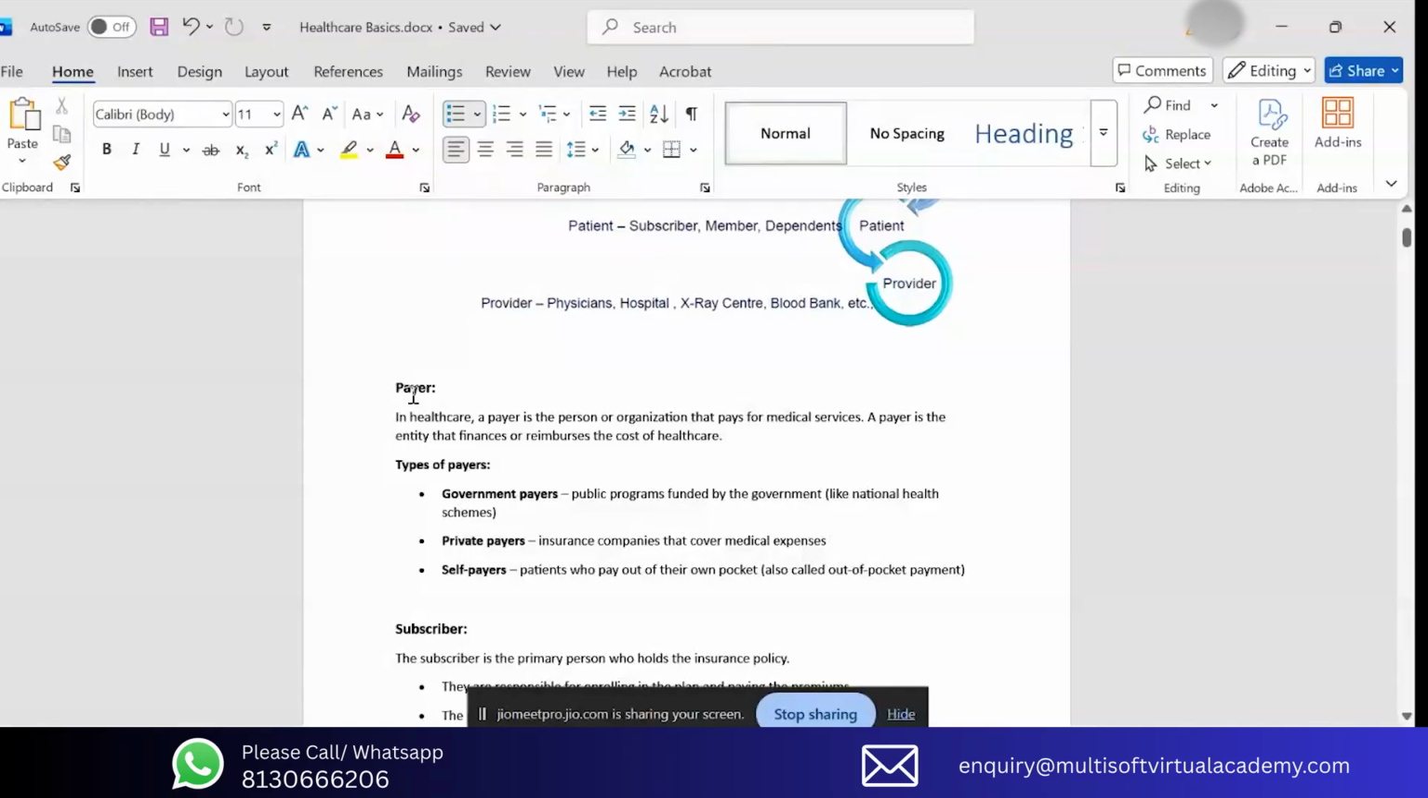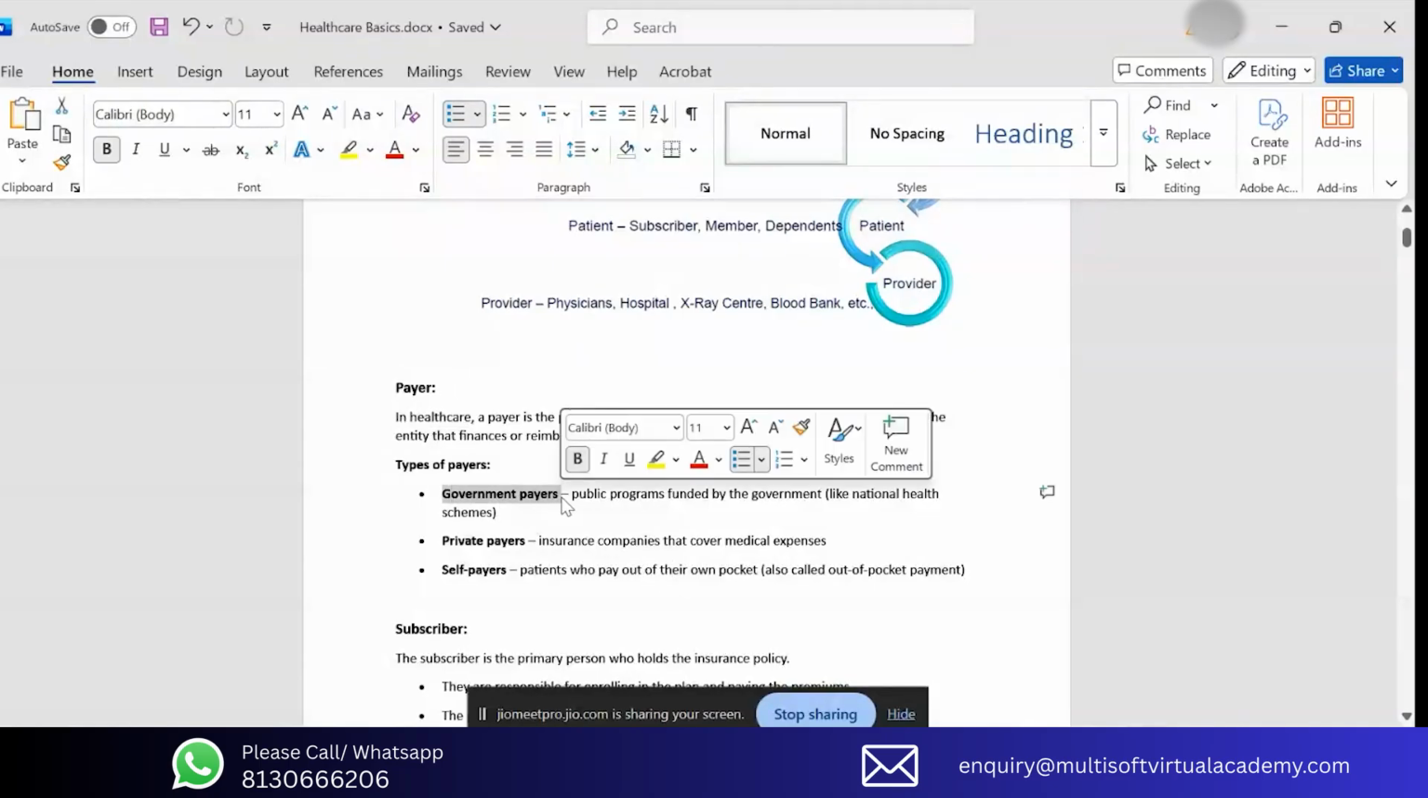So when saying payer, we have different types of payer. So government payers, private payers, self payers. When you say government payers, they are majorly two things. One is Medicare and Medicaid.